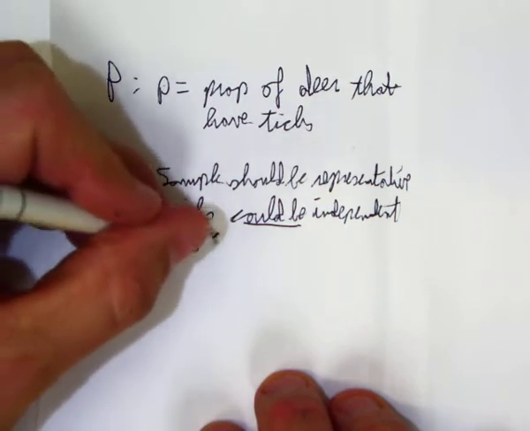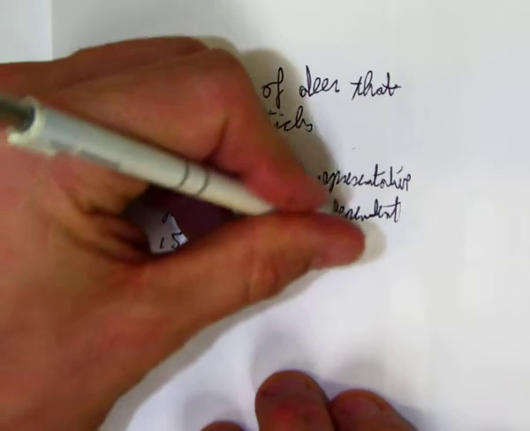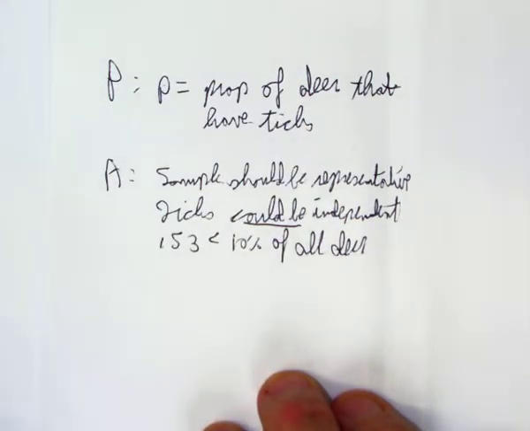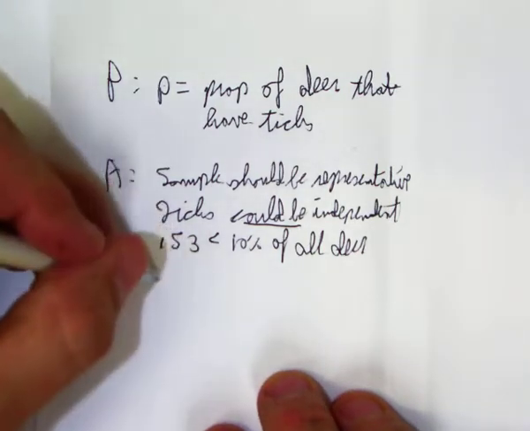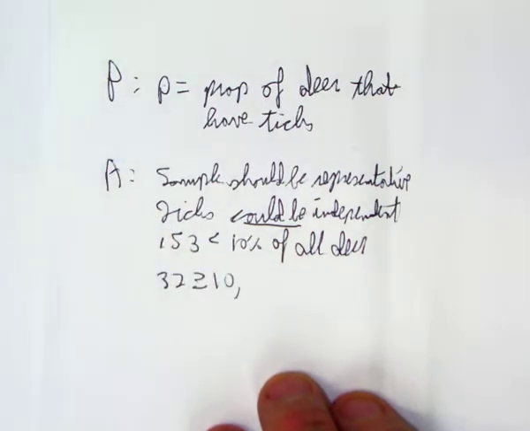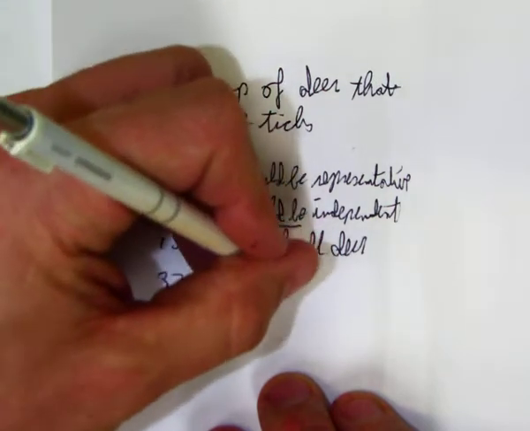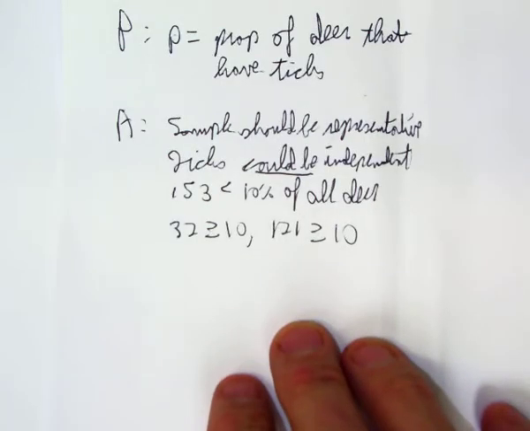153 is less than 10% of all deer. And then it said that 32 of them had ticks. So NP is 32. That's at least 10. And then 153 minus 32 is 121. That's also at least 10. So our conditions are met.